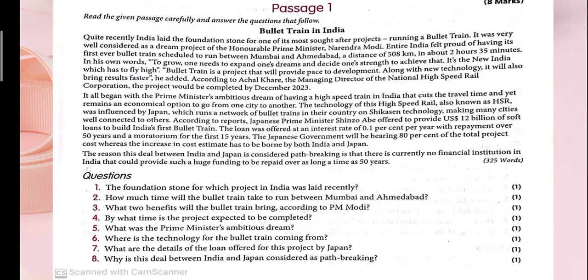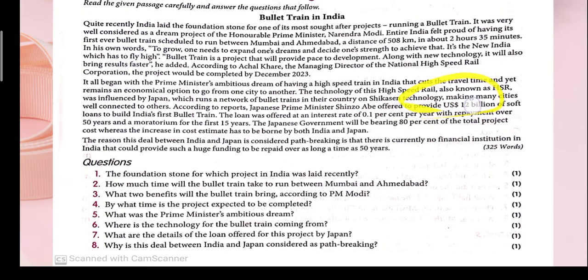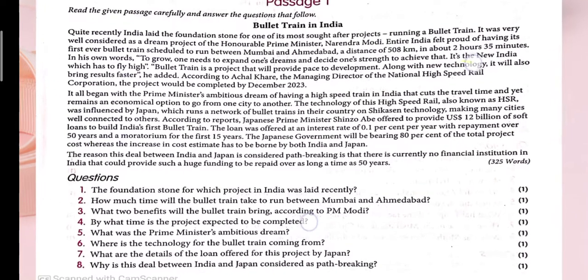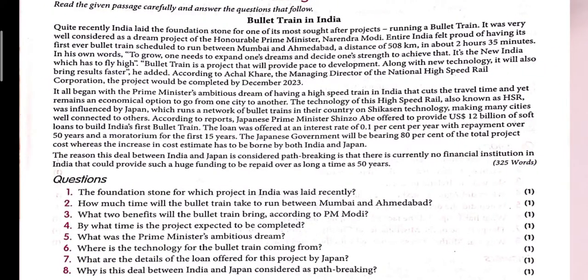How much time will the bullet train take to run between Mumbai and Ahmedabad? The exact words are there, Mumbai and Ahmedabad. So how many times? In about 2 hours 35 minutes. What two benefits will the bullet train bring according to Modi? So according to Modi, it will reduce the travel time, and it remains an economical option to go from one city to another, and it cuts the travel time too. So that is important.